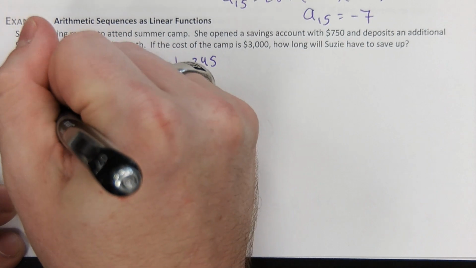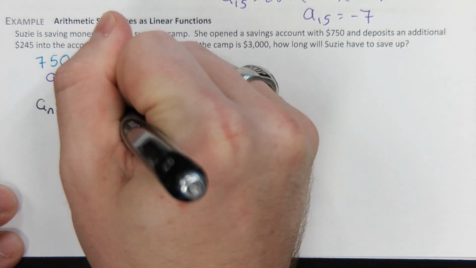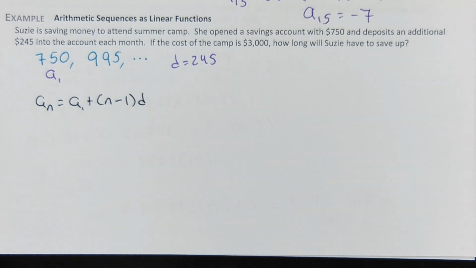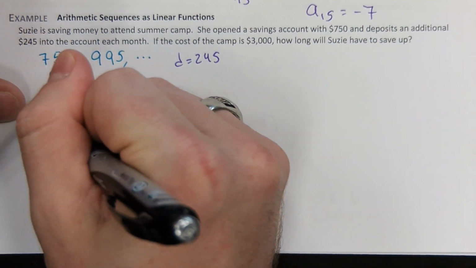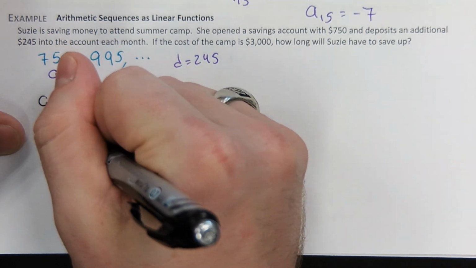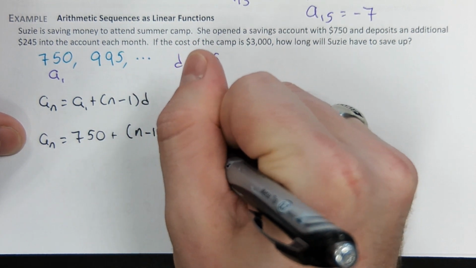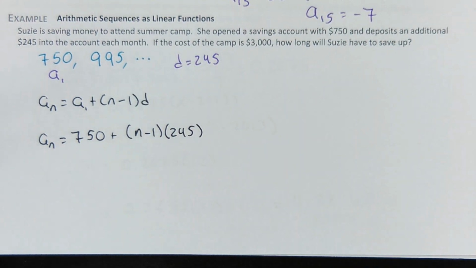I told you you should write the nth term formula every time you're going to use it. If you do that in your homework, you will accidentally know that formula. It'll be in there by osmosis. You won't be able to say when it got in there, but it'll be there. Let's fill out what we know. Right now we don't know an. But any term of the sequence can be found by taking the number 750 and adding n minus 1 common differences, which are $245. Susie could use this formula to figure out how much money she's going to have after any number of months of saving.